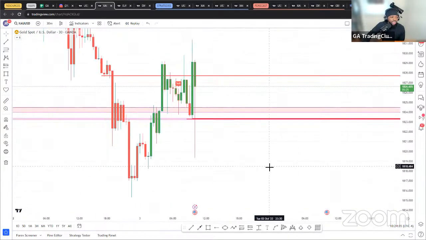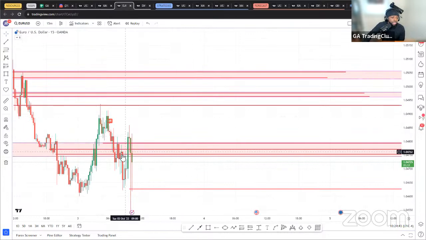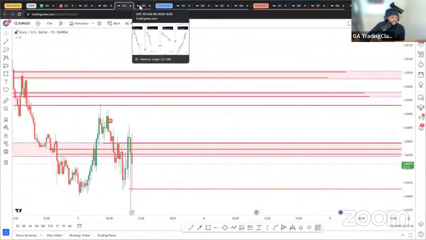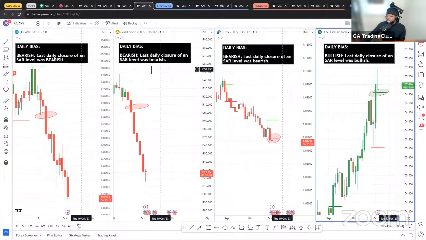Gold here, we do have that double SAR on the 30-minute, but you can see gold is rejecting back up. EU, nothing really for it. So I don't have anything else, and I don't want to keep you guys on here. If you have any questions, feel free to ask. But I would just say, whatever you're doing, just keep looking for sells.